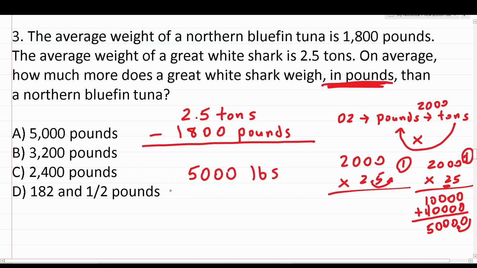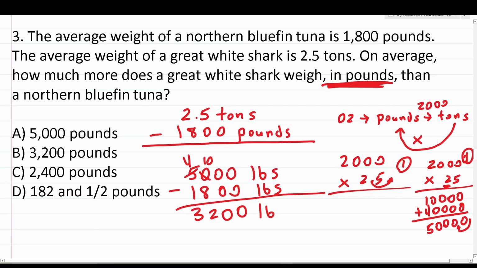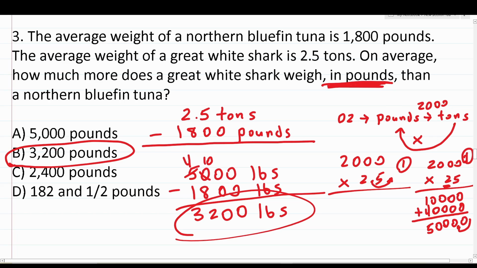pounds, and we're subtracting 1,800 pounds from that. And let's go ahead and do that. 0 minus 0 is 0, 0 minus 0 is 0, 8 minus 0 we can't do, we have to borrow. This becomes 4, this becomes 10, 10 minus 8 is 2, 4 minus 1 is 3. So the difference in weight of the great white shark and the tuna is B, 3,200 pounds. All right, so that is that one.